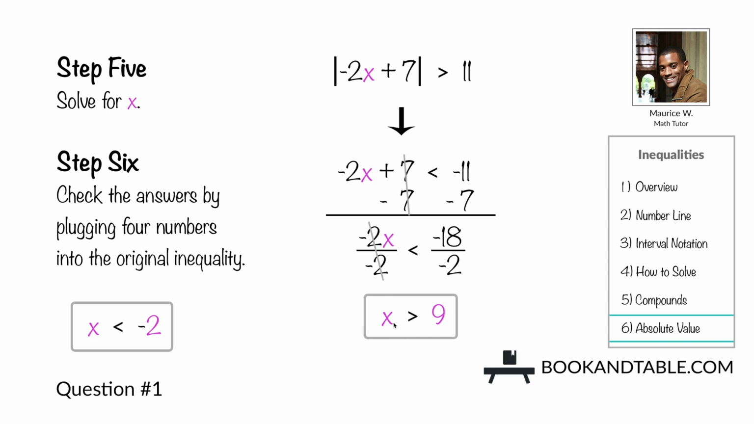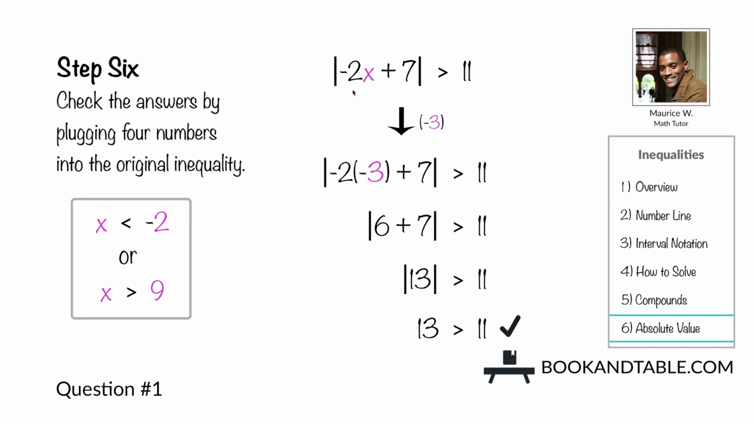So now that we have the two intervals that represent our solution, we want to check the answers by plugging 4 numbers into the original inequality. When we do so, we'll first plug in 2 numbers to test this interval. We have x is less than -2. So we'll plug in -3 to make sure that works, and then we'll plug in -2 to make sure that does not work. When we plug in -3 for x, we get -2 times -3, which is 6.